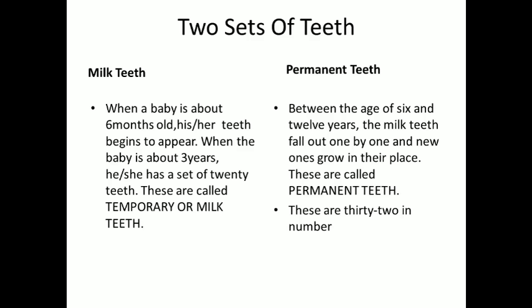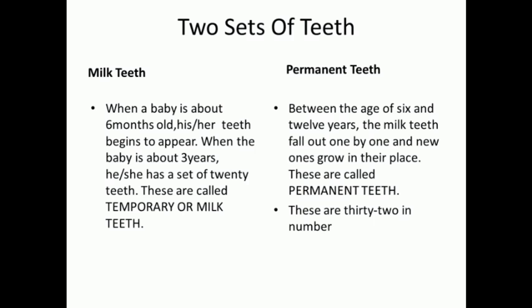When a baby is about 6 months old, his or her teeth begin to appear. When the baby is about 3 years old, he or she has a set of 20 teeth. These are called the temporary or the milk teeth. Now, permanent teeth: between the age of 6 and 12 years, the milk teeth fall out one by one and the new ones grow in their place. These are called the permanent teeth. These are 32 in number.